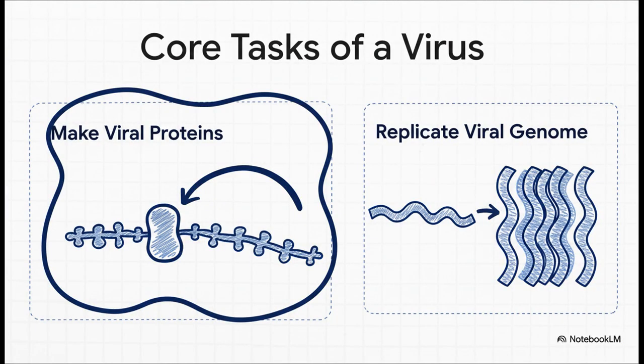But no matter what kind of genome a virus has, its mission always comes down to two simple things. Number one, make viral proteins. It's got to trick the cell's own machinery into building its parts. And number two, copy the viral genome. It needs to make more blueprints to stuff into all the new viruses.